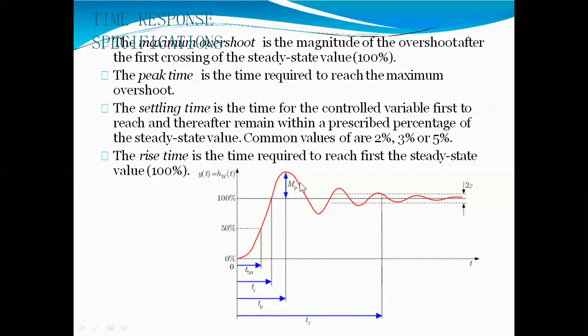And what is the overshoot time here? It is nothing but the peak time required to reach the maximum overshoot. How much amount of time is required to cross the 100% and reach beyond the 100%.